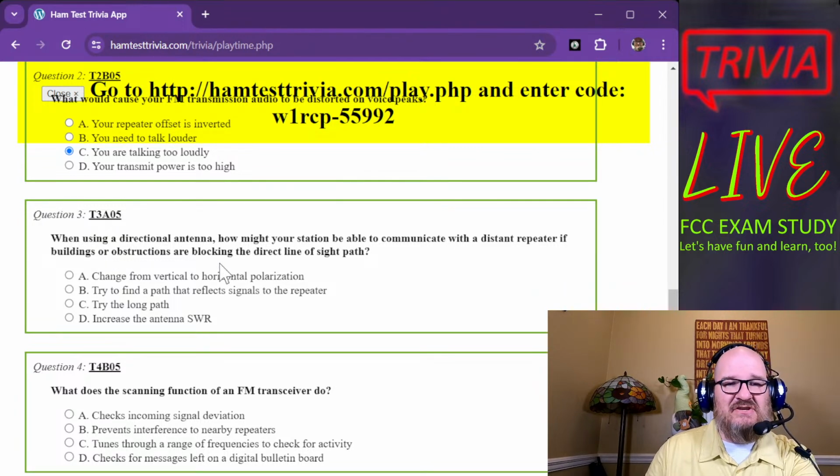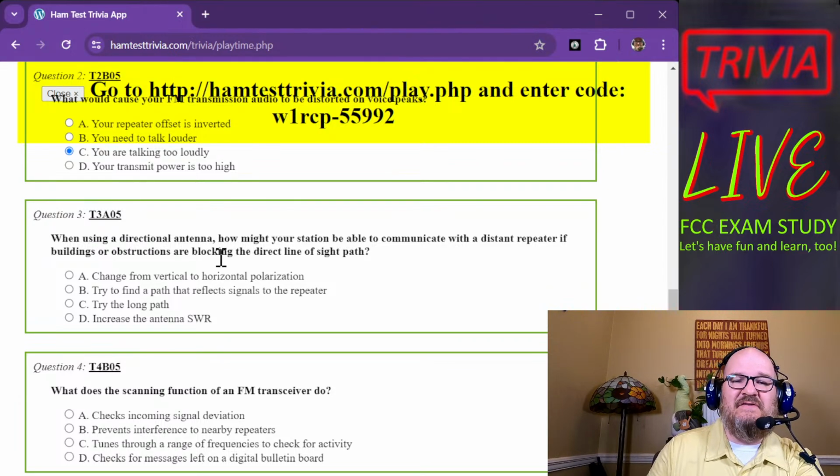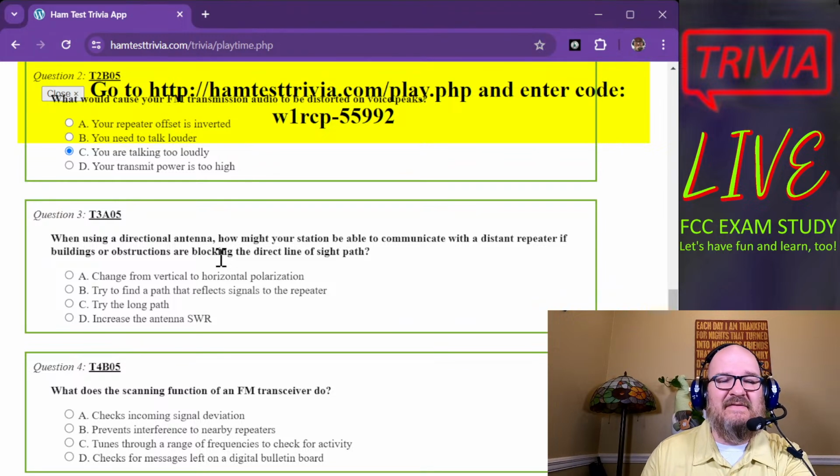When using a directional antenna, how might your station be able to communicate with a distant repeater if buildings or obstructions are blocking the direct line of sight path?